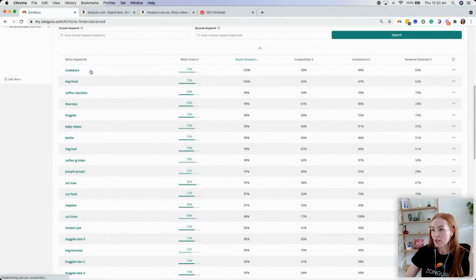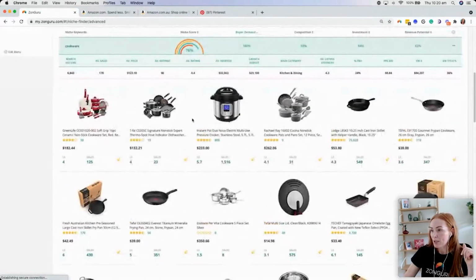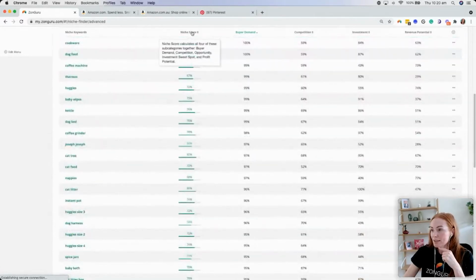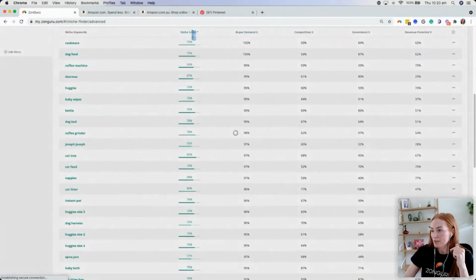So cookware, 100%. Lots and lots of people looking for cookware. Maybe in lockdown, we're all wanting to bring out our inner chef. So that one has a really high demand. And I can do that for any of the key metrics here. So yeah, definitely the higher, the better. And let me just put this back to how it was.